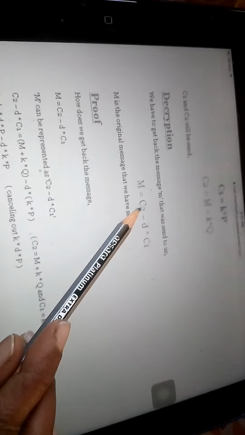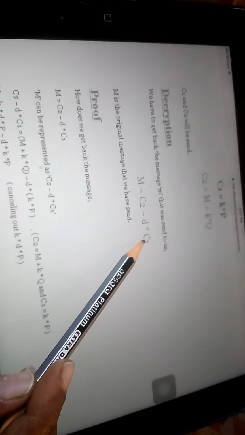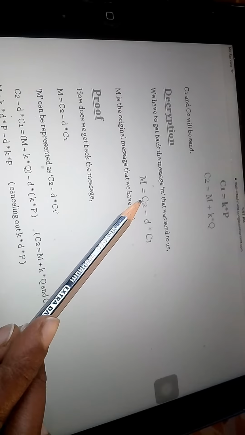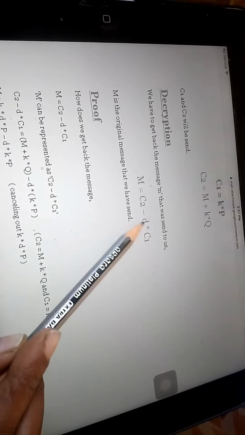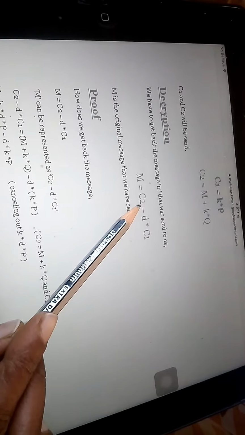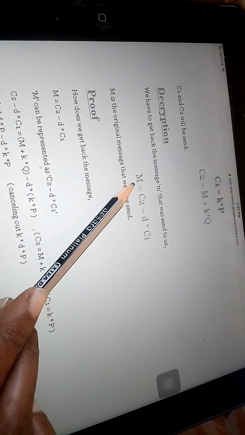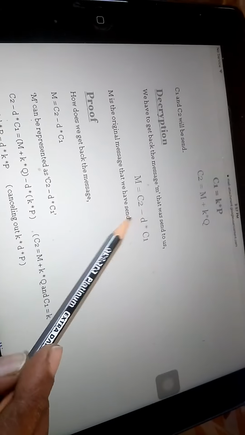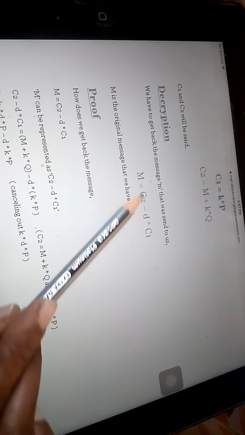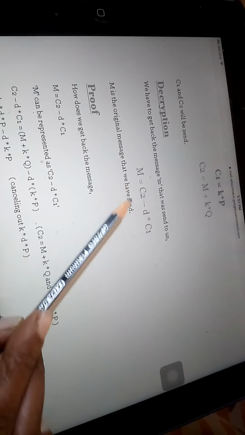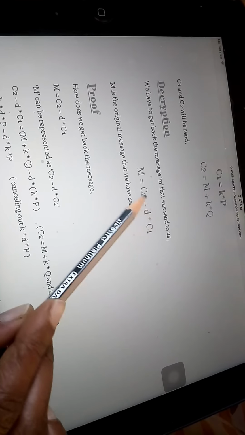And C2 is your ciphertext, and C1 is also your ciphertext. So we multiply C1 with D, and that result is subtracted from C2, which will give us the original message M. The proof, or the solving of this particular equation, I'll continue in the next video.